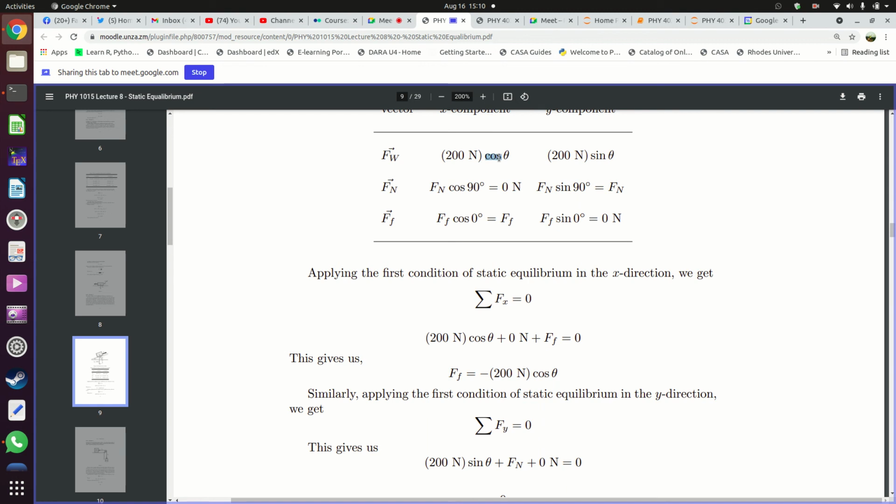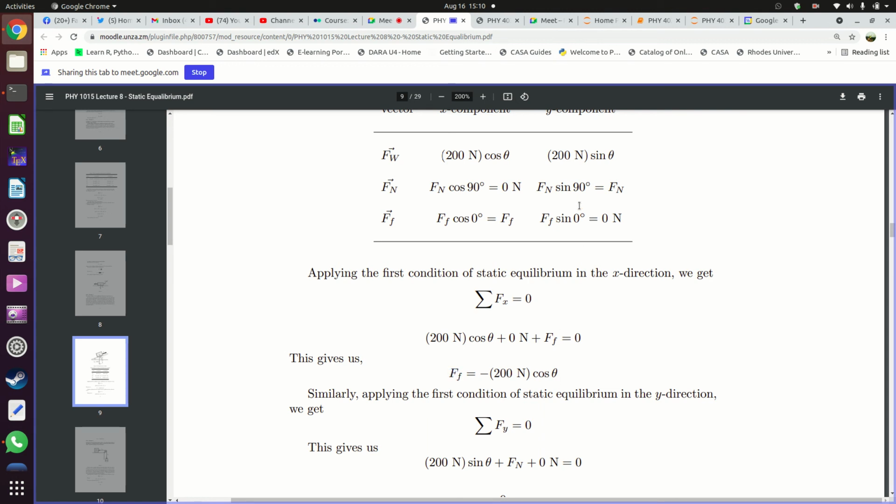If we add this plus this plus this, then you add this plus this plus this. So what we end up having is, when you add the forces along the x-axis, you've got this bit here, 200 cos theta. Then you've got this one here plus this one here. So we end up having 200 cos theta plus 0 degrees plus F. That's going to be 0. So we end up having the friction force equal to minus 200 cos theta.